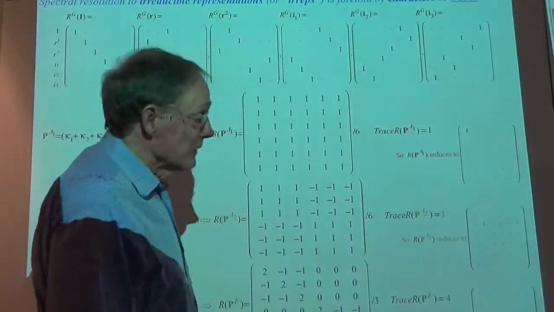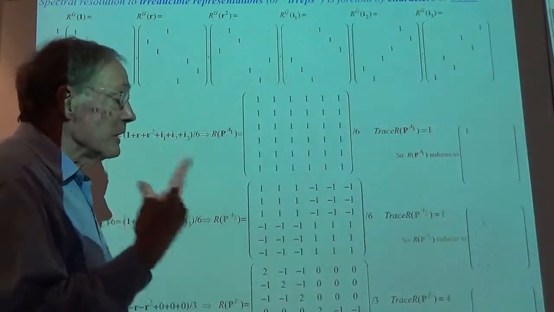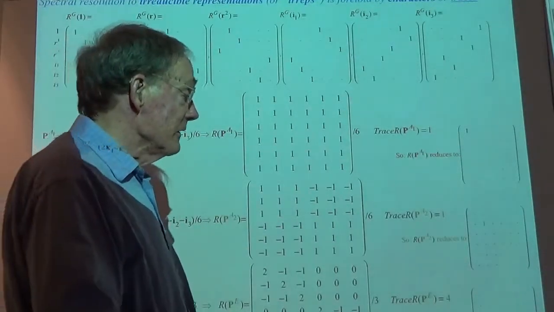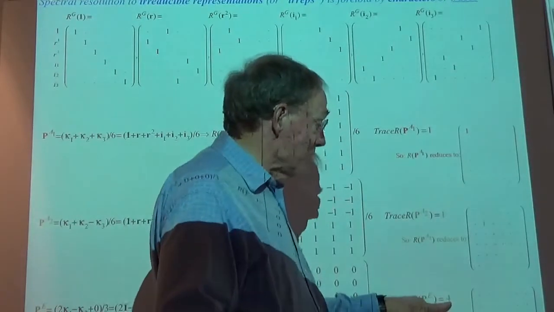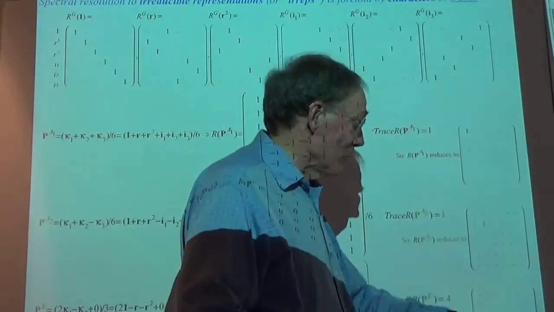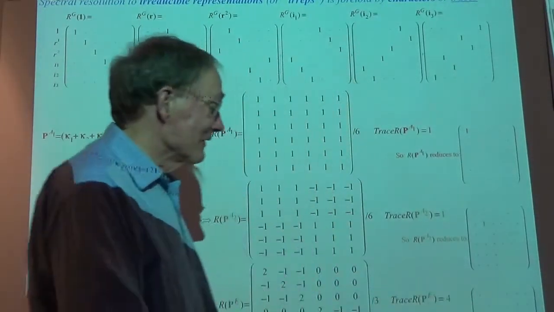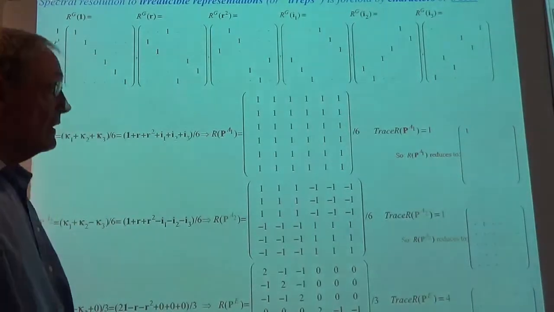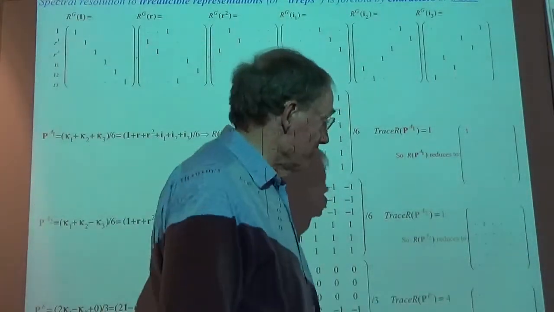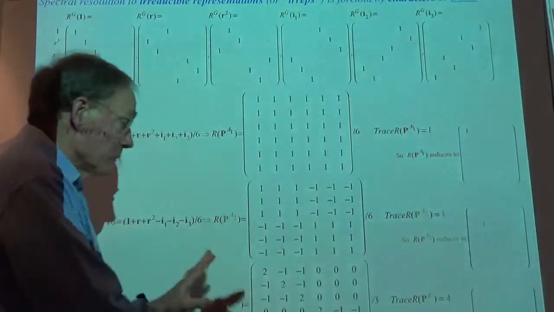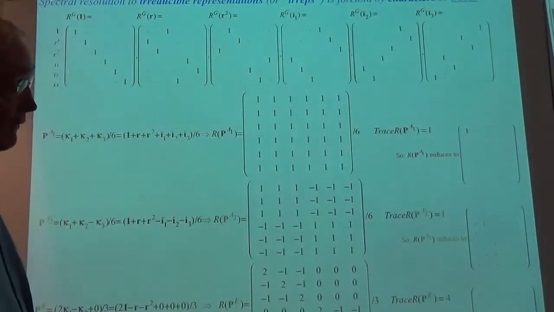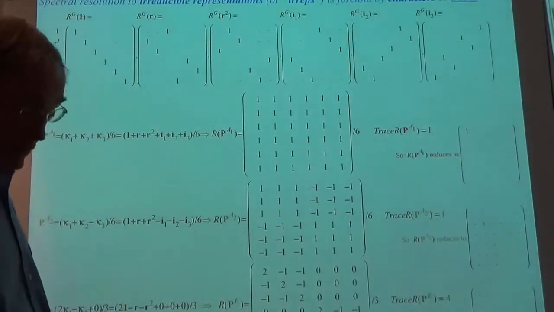It's idempotent. It only has p squared equal p, so it only has 0 and 1 for eigenvalues. And it's got exactly 4 ones, and then 2 zeros. So that's what this one would reduce to if you were just going to diagonalize it by itself. I could make it do that.